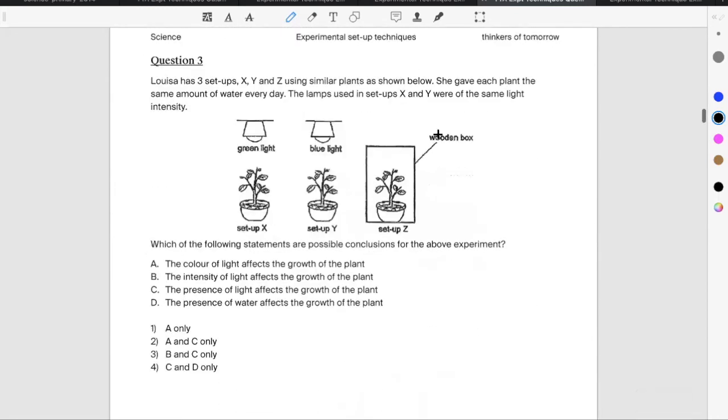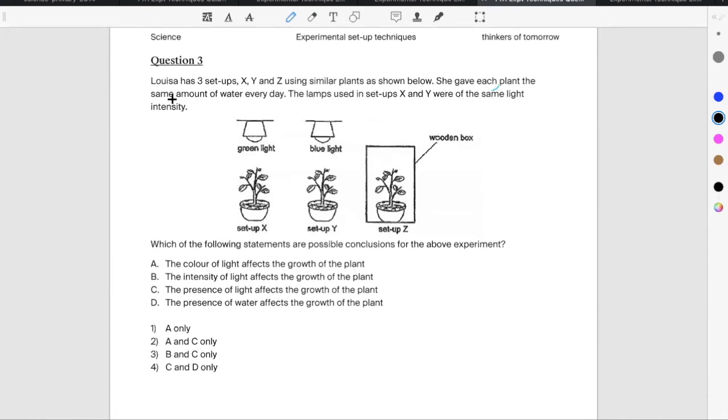Question 3. You have Louisa that has 3 setups. Louisa has 3 setups X, Y, and Z using similar plants as shown below. She gave each plant the same amount of water every day. The lamps used in setup X and Y were of the same light intensity. But you realize something, right? Green light, blue light, wooden box means no light at all. So which of the following statements are possible conclusions for the above experiment?